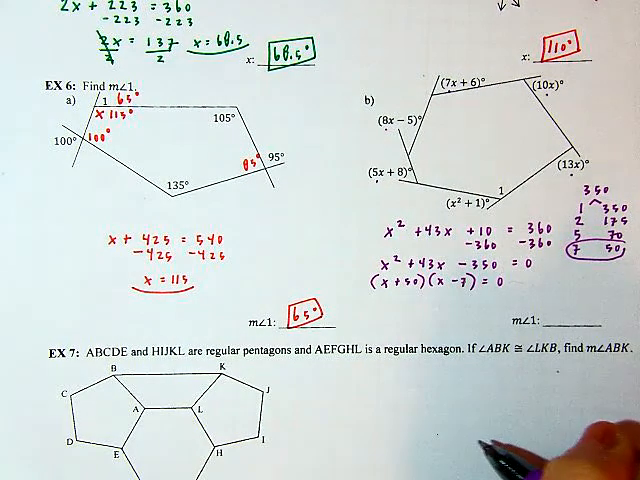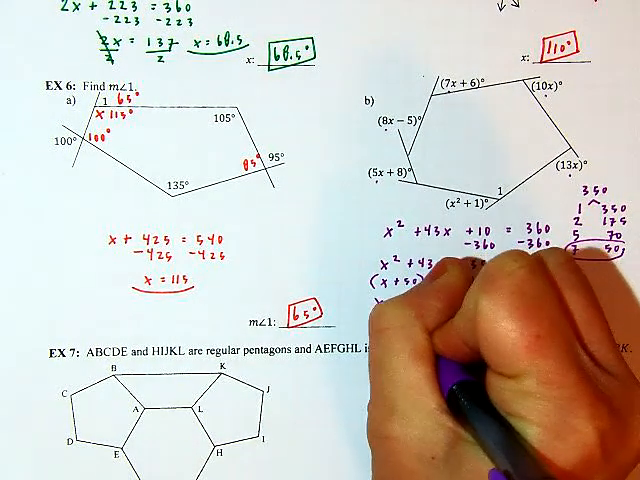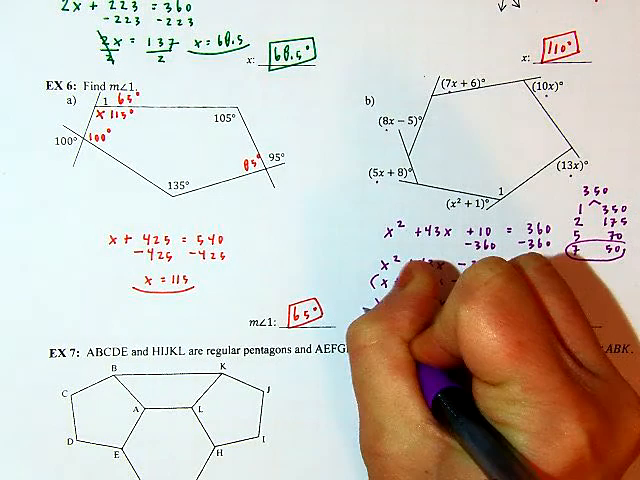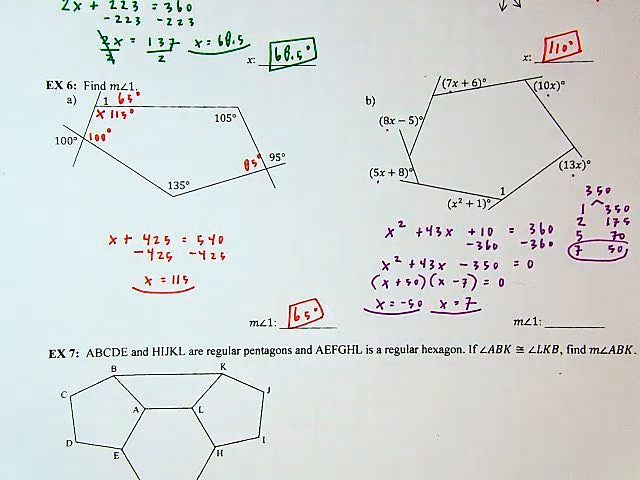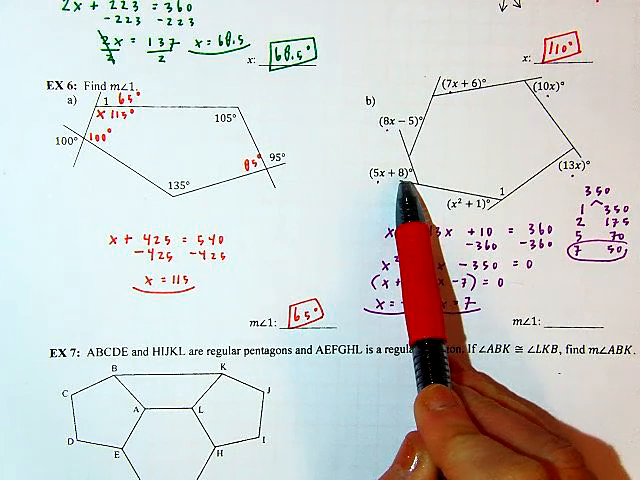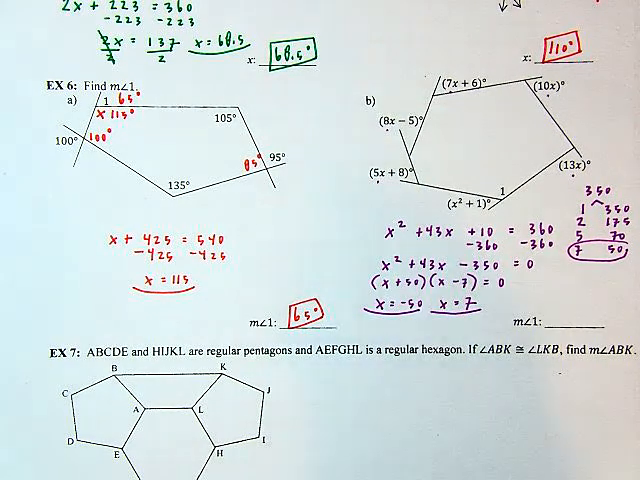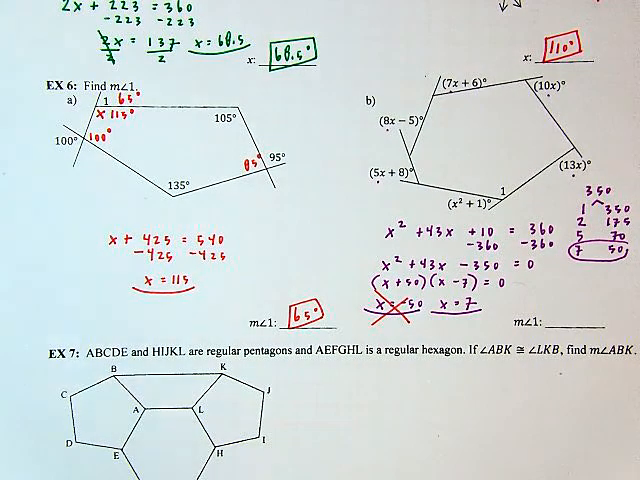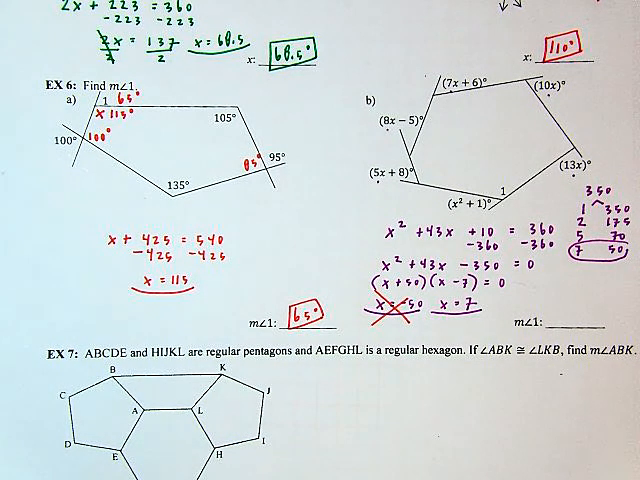equals 0. So x could be negative 50, x could be positive 7. If I plugged in that negative 50, for example, I would have a negative angle measure, and I know that doesn't work. That's an extraneous solution. I was able to solve for it, but plugging it back in does not actually work.